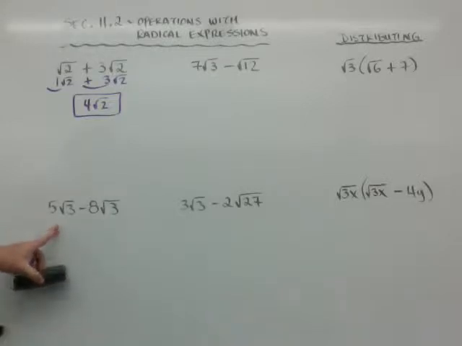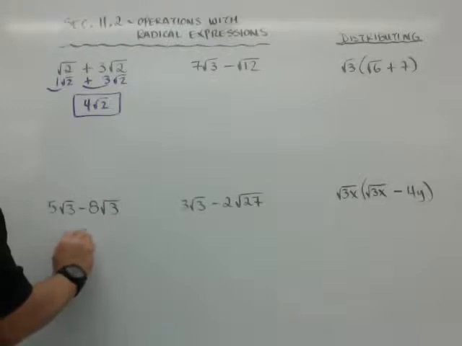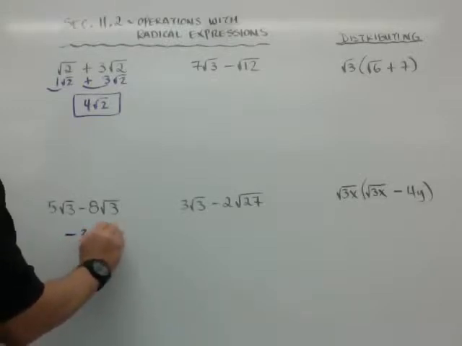So here's our easy one. 5 radical 3 minus 8 radical 3. It's just 5 minus 8, which is negative 3, and then you leave the radical 3.